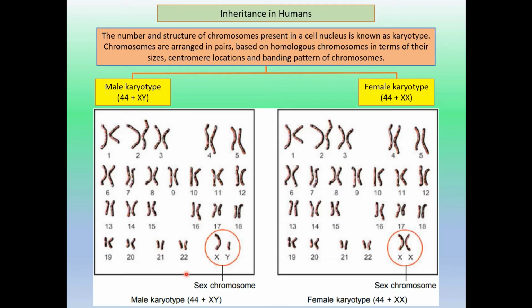Chromosomes are arranged in number by size, starting from the largest pair to the smallest pair, which are the autosomes, and pair number 23 is the sex chromosomes. So this is the male and this is the female.